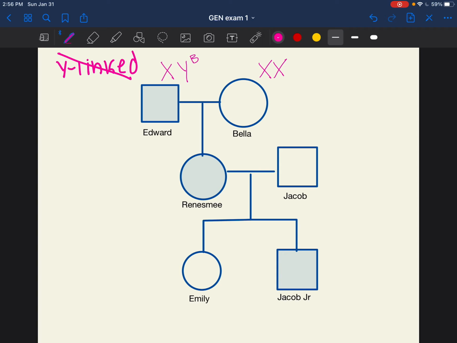However, it doesn't work in the second generation because their daughter Renesmee does display the trait, but she does not have a Y chromosome because she is a female. So that's why the Y-linked trait would not work.